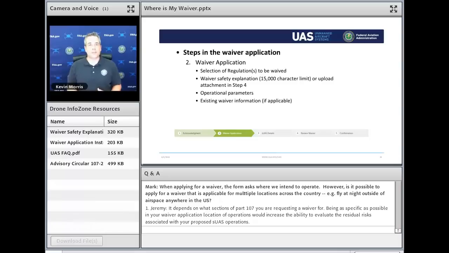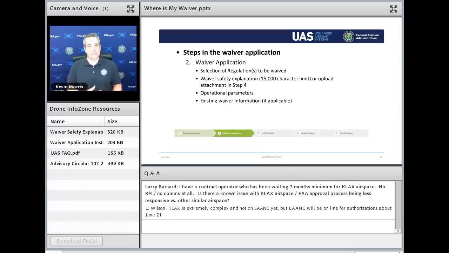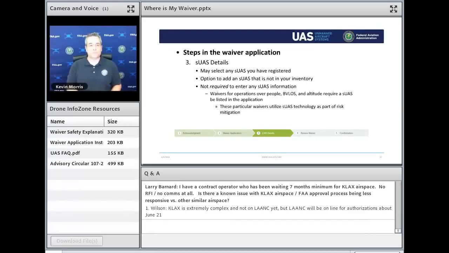If you choose to enter your justification and waiver safety explanation in step 2, be advised that you would be limited to 15,000 characters in the window that appears. So you can certainly cut and paste that out of a document if you want, but we're finding most people now would prefer to upload an attachment. If that's the case, you may do that in step 4. But back to step 2 for now. That's where you're going to also put in your operational parameters, and if you have existing waivers, you would enter that information as well in step 2.